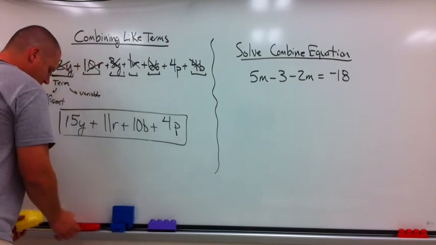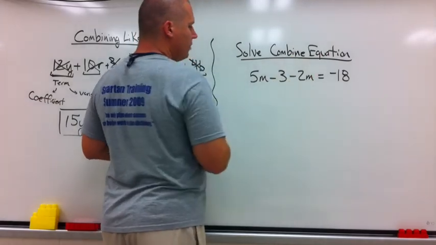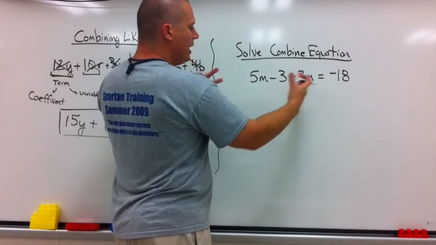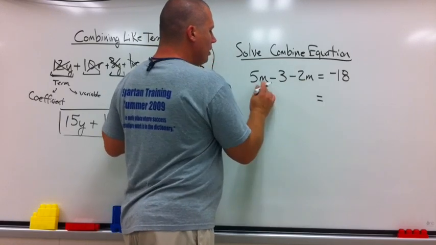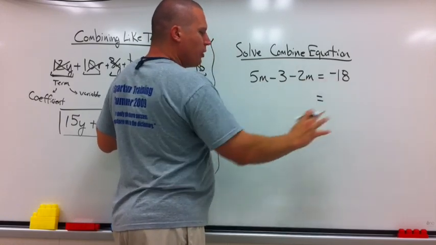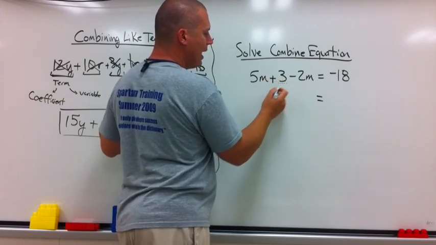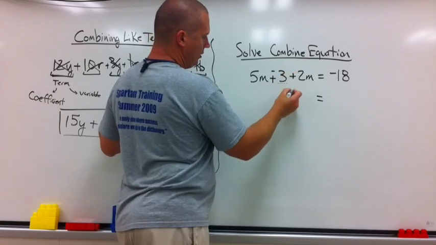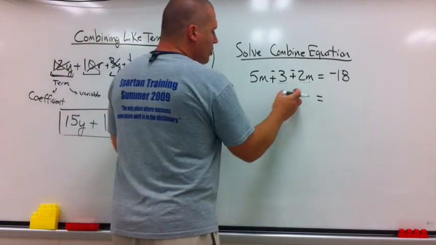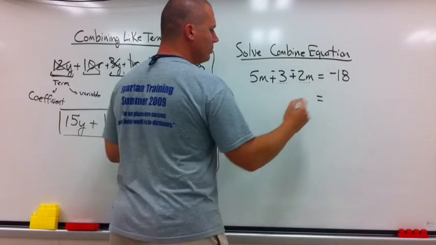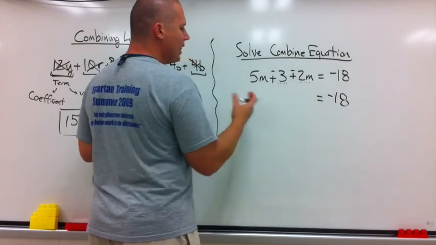Now, what does this mean as far as solving equations goes? Look over here, I have a solve combine equation. Sometimes my equation is expanded and I can shrink it down before I even start solving. I have subtraction, turn all subtraction to addition. This becomes addition plus the opposite of what comes after it, -3. Plus the opposite of what comes after it, -2m. What I can do is, can I combine any like terms? Over here I have -18. On this side, can I combine anything that's similar?